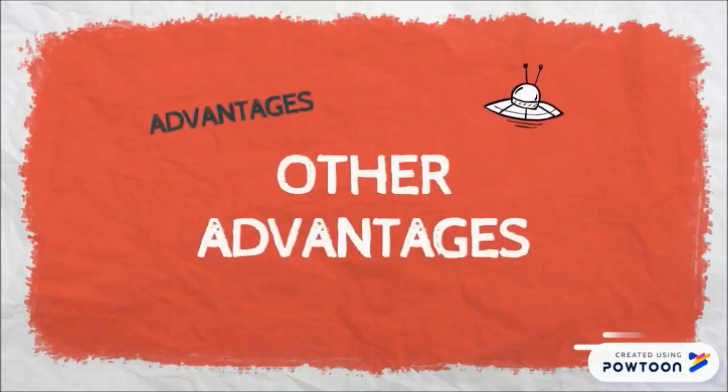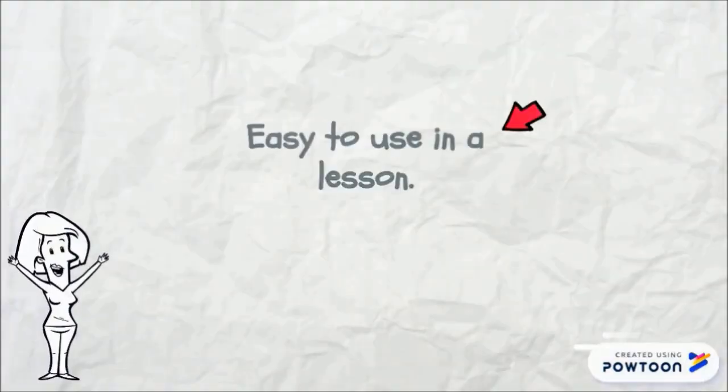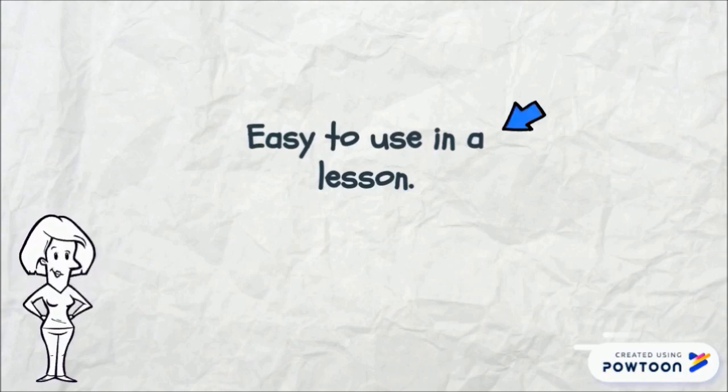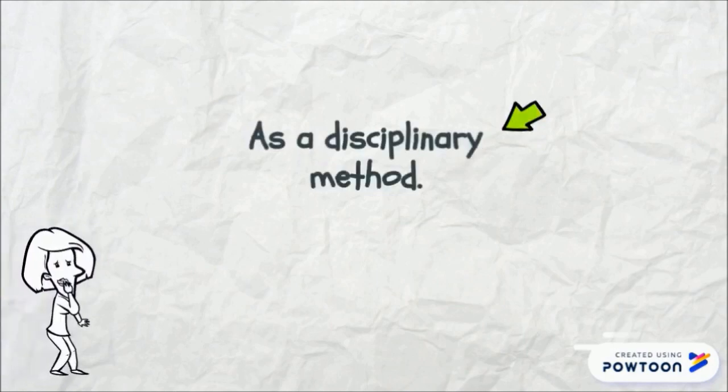Now, let's take a look at other advantages. Learning English through music is interesting to the learners and easy to use in a lesson as it contains short text, suitable themes, and vocabulary. It also can be made complex or simple depending on the students by selecting and using suitable songs. Songs can be used as an alternative disciplinary method for the learners and also can be a reward for good behavior.